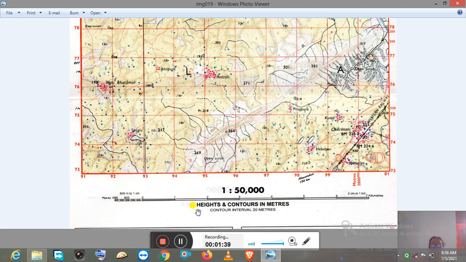From 0 to the right hand side, these are shown in kilometers, and the left hand side part is showing the small unit, that is meters. This is useful to measure the distance between two places and also to measure the length of anything, maybe the road, the canal, or the cart track. So they are useful in the topographical map.